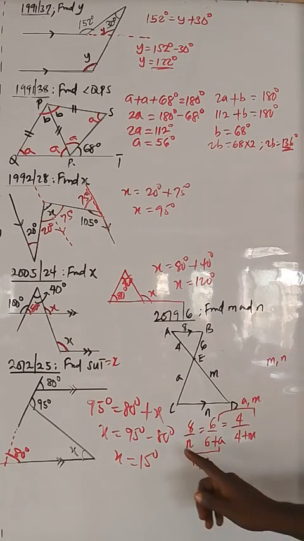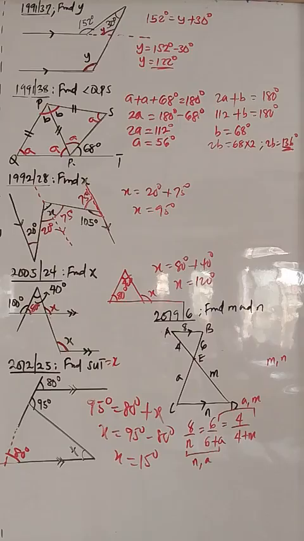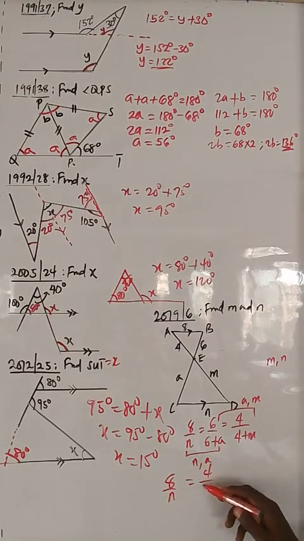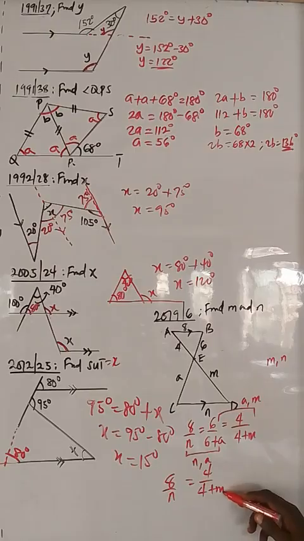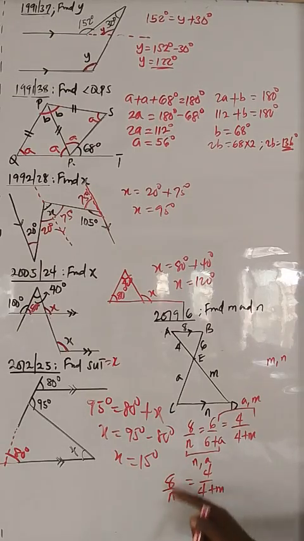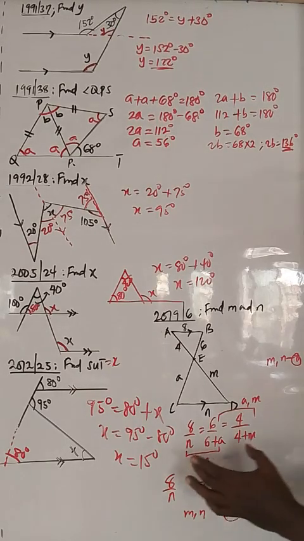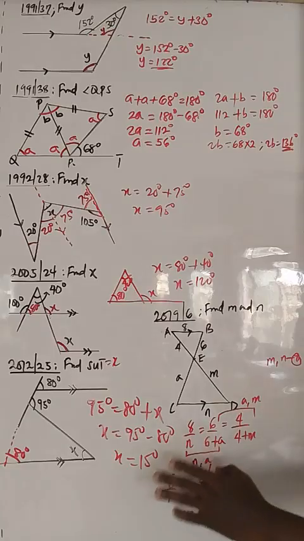Then after that, if you now compare this with this, you have 8 over n equals 4 over 4 plus n. So if you try to simplify this one, you get an equation involving m and n. So this one will be equation 1, equation 2. You solve simultaneously and you get the value of what? m and n.